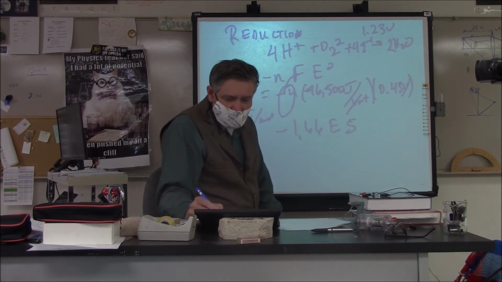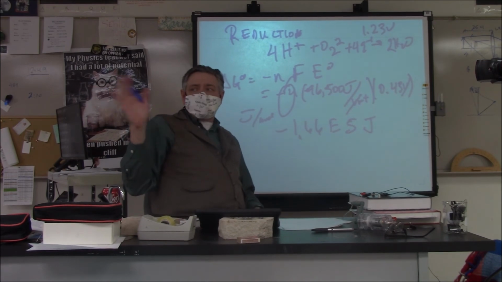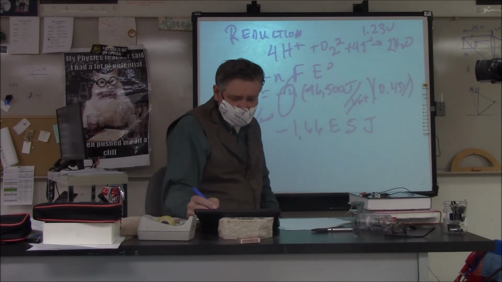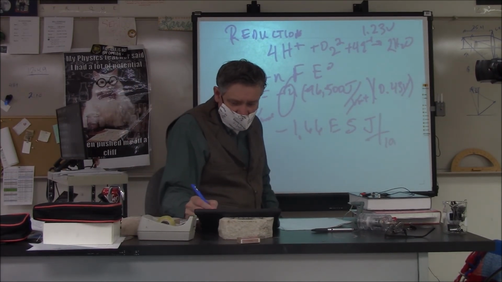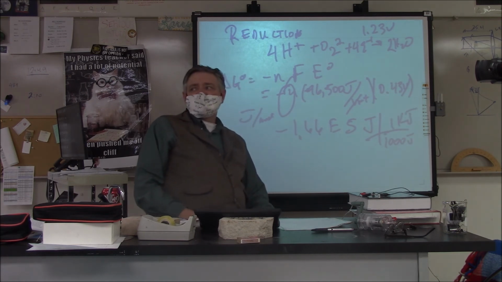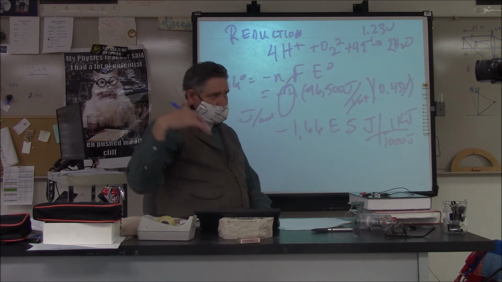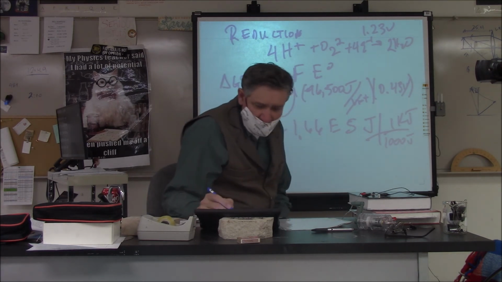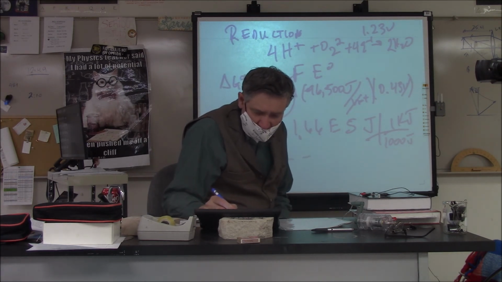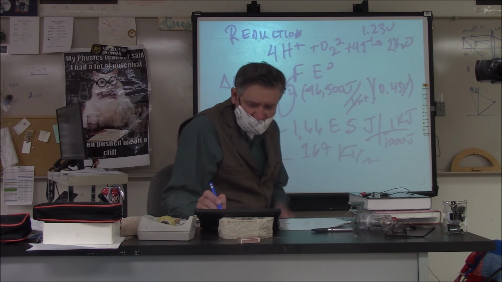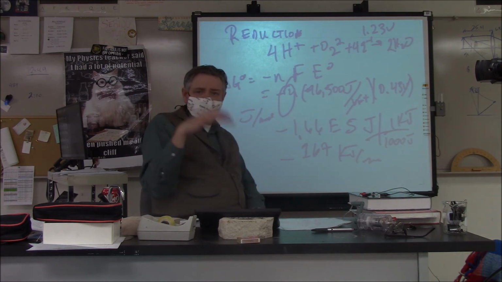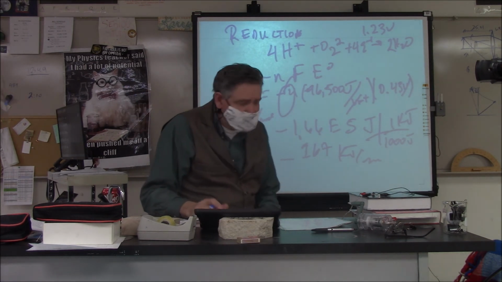Now, that's in joules. If you don't like writing exponents, there's 1,000 joules per 1 kilojoule. So you can lop off 3 zeros, and then you could write that as negative 167, that's 1, kilojoules per mole.